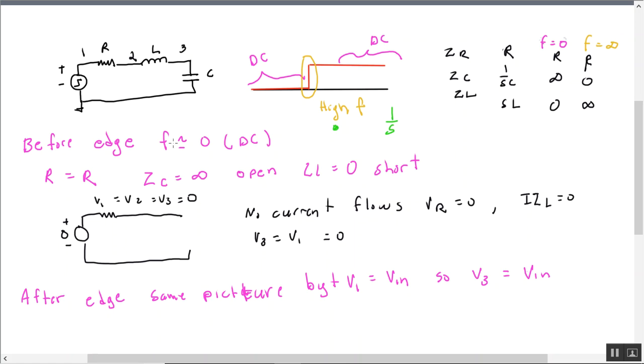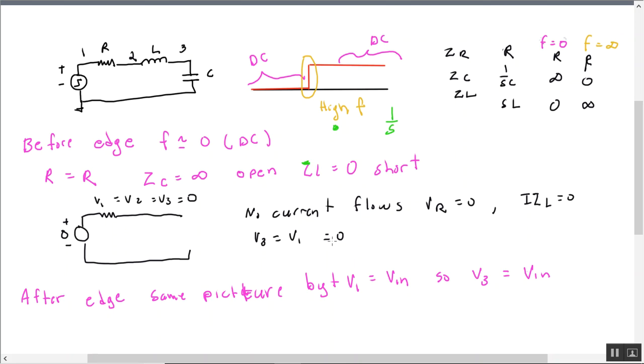So let's look at before the edge. The resistance is the resistance. The capacitor goes to infinity, so I take it out. And ZL is 0, it's a short, so I just redrew it there. Now, no current flows because it's broken. VR is 0 because there's no current flow. And what is Vin? Well, it was set to 0. So actually V1 equals V2 equals V3 equals 0. All right.